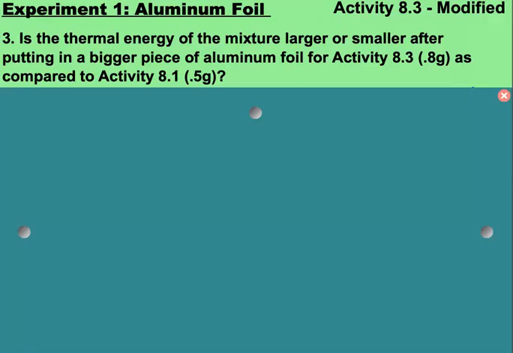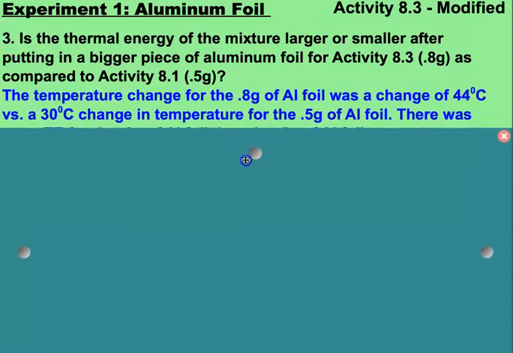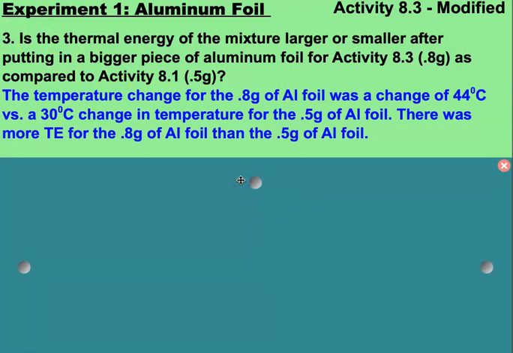All right, number 3. Is the thermal energy of the mixture larger or smaller after putting in a bigger piece of aluminum foil for activity 8.3, 0.8 grams, as compared to activity 8.1, the 0.5 grams? Well, this should be pretty obvious. It did increase. The temperature change for the 0.8 grams aluminum foil was 44 degrees Celsius versus a 30 degree Celsius temperature change for the 0.5 grams aluminum foil. There was more thermal energy for the 0.8 grams aluminum foil than the 0.5 grams aluminum foil.